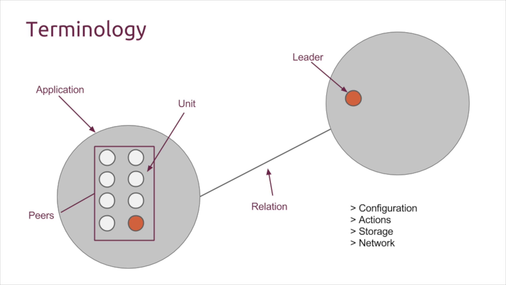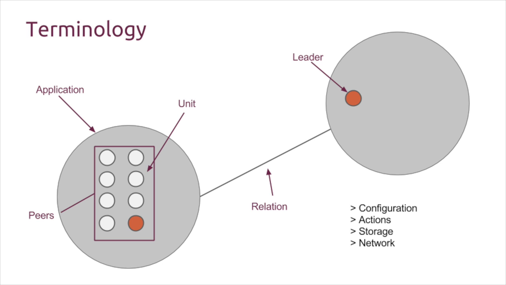Your web application has a bunch of units. You scale this service out, you've added n number of units. In this case, there's 8. Those are all the peers in an application. They all have the same code, they're all running on different machines, but they're all performing the same set of actions. So an application comprises one or many units. They are called peers.